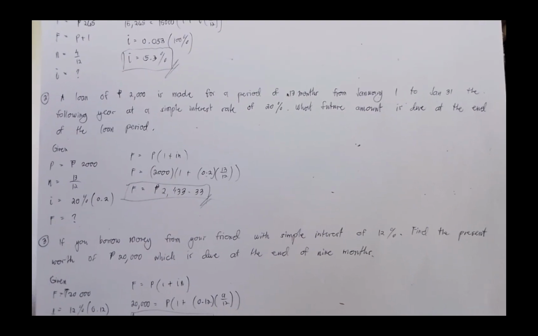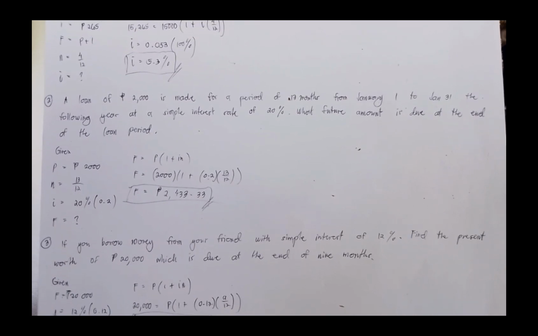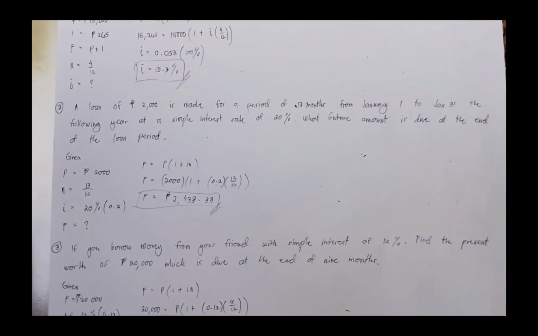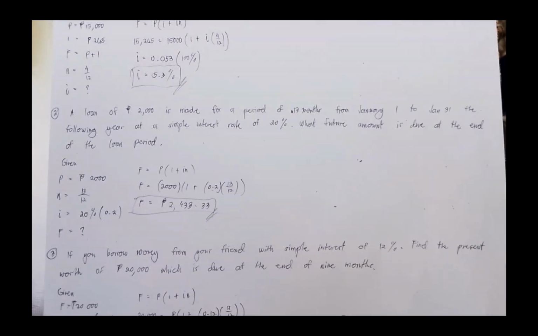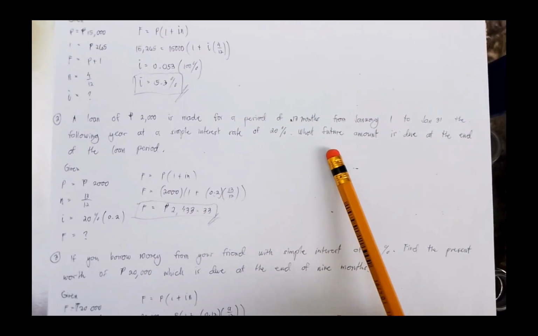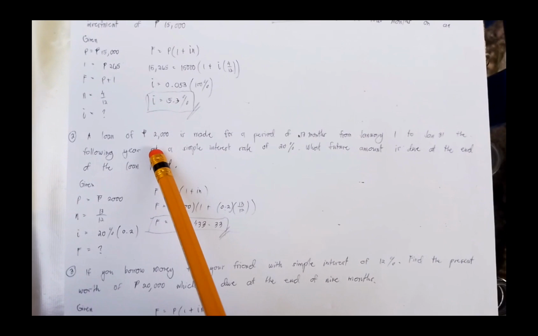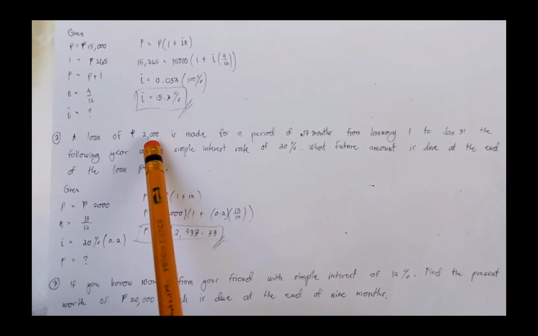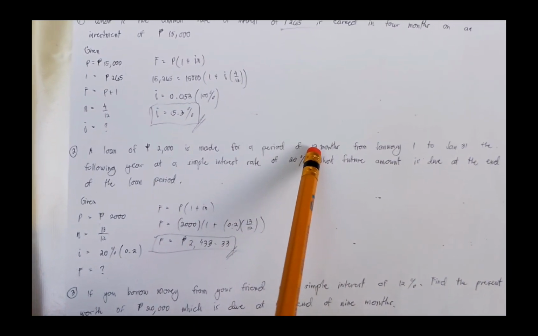Next, a loan of 2,000 pesos is made for a period of 13 months from January 1 to January 31 the following year at a simple interest rate of 20%. What future amount is due at the end of the loan period? So it's asking for the future amount or the maturity value. And first, identify the given. So 2,000 pesos would be our principal or present value. Next, N is 13 months.